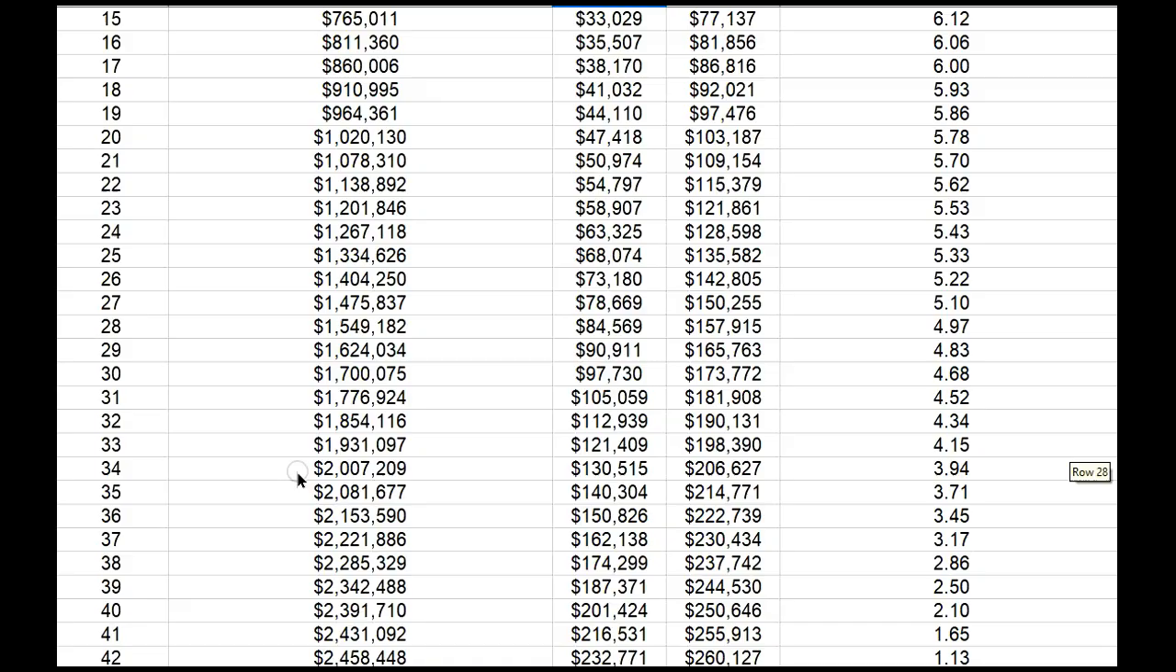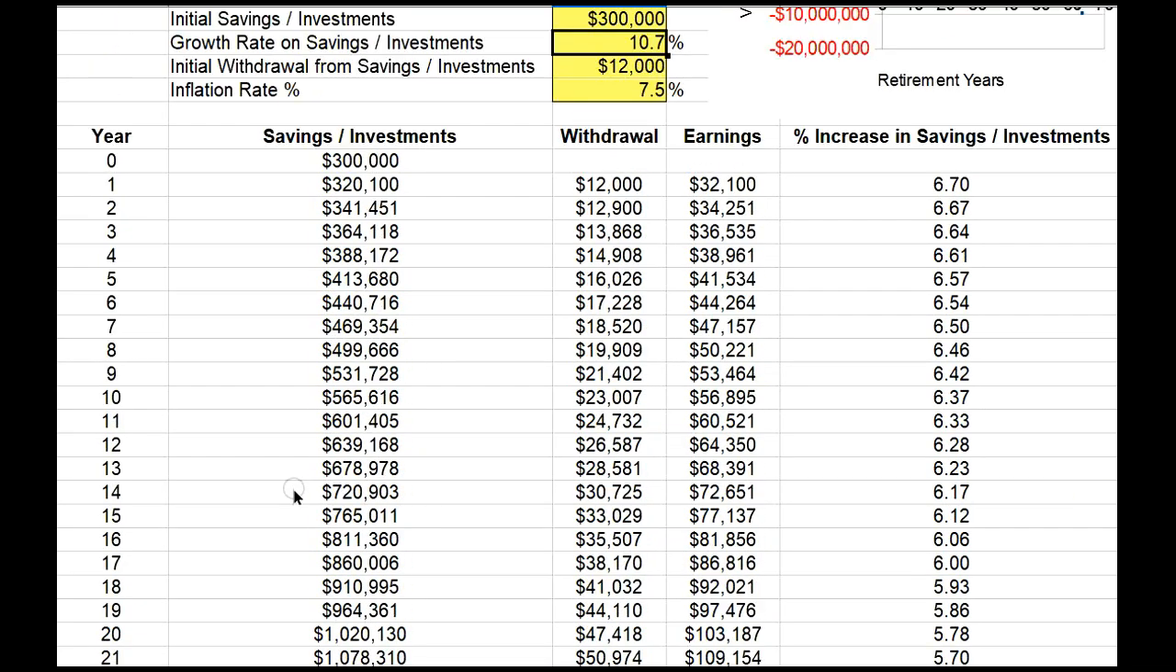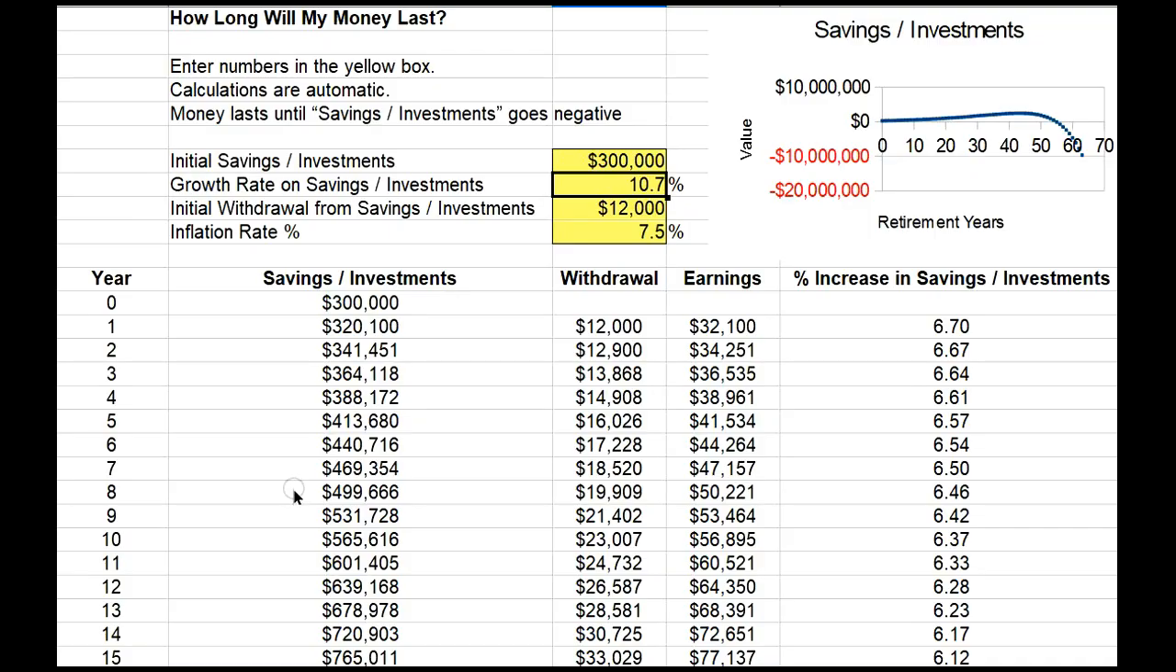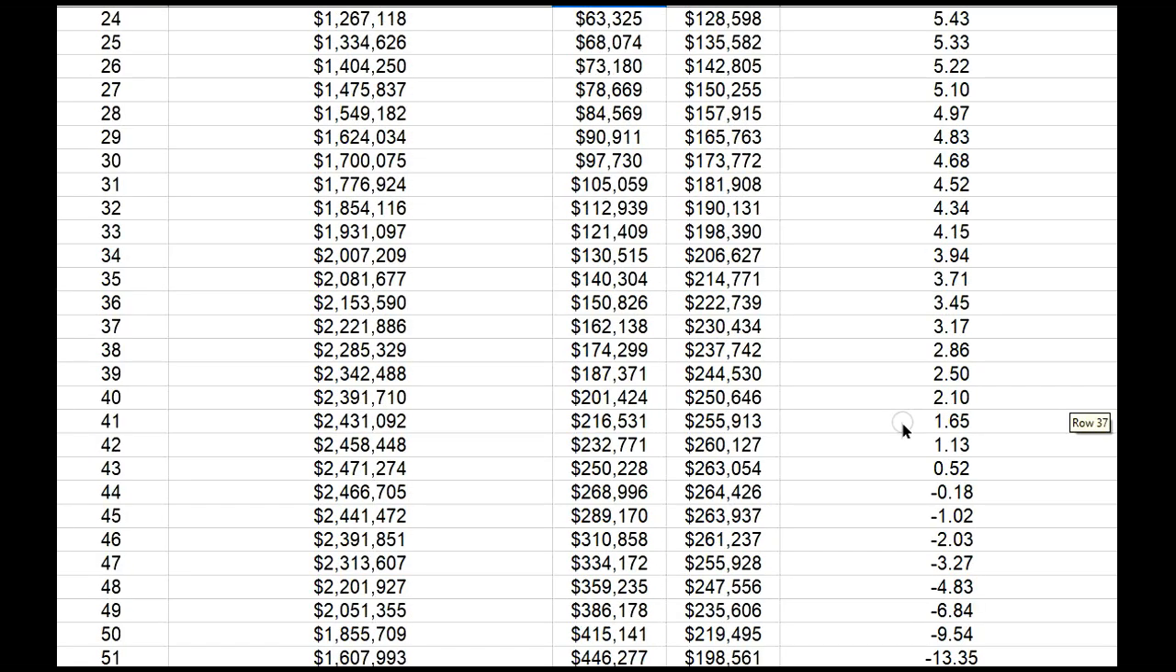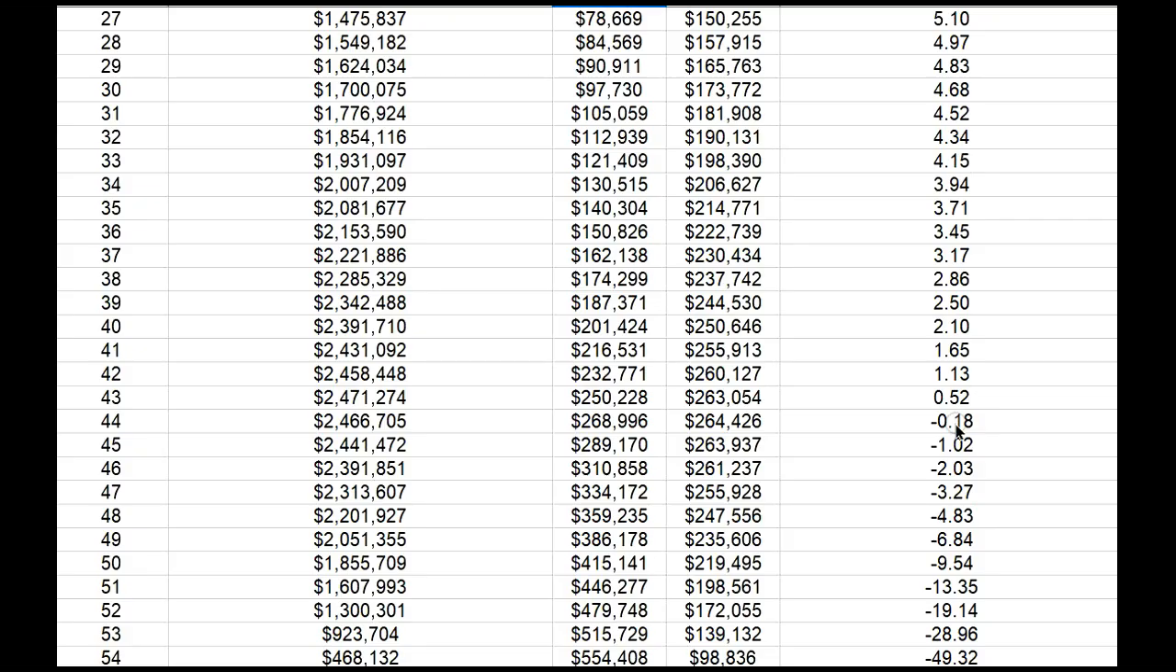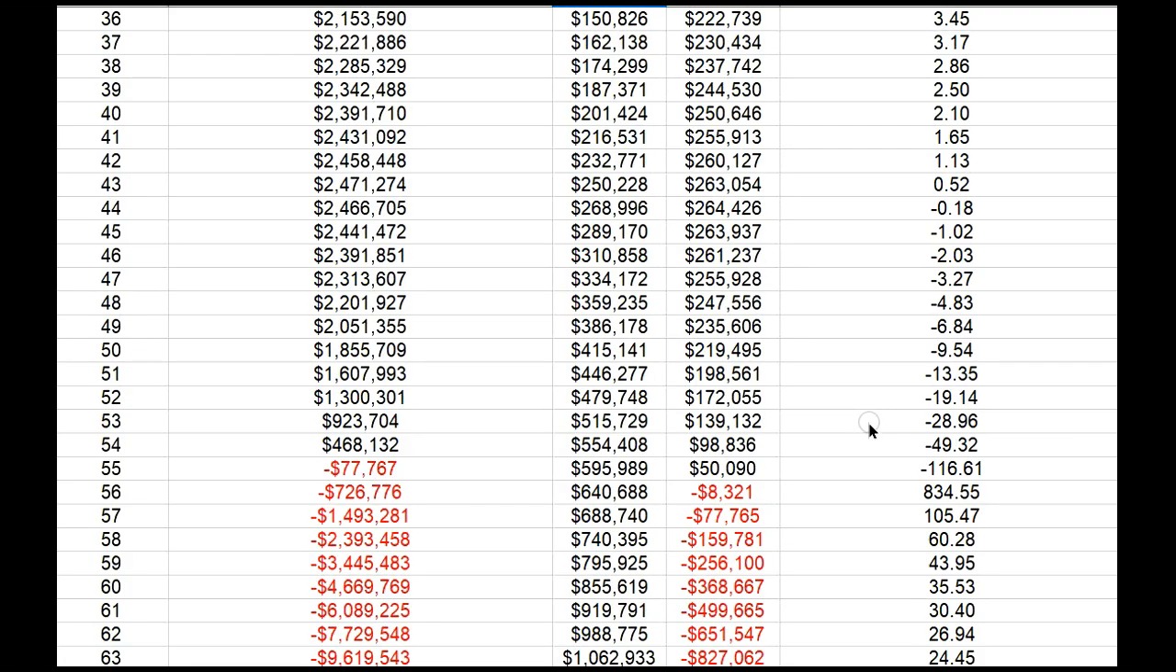Now, let us scroll up and look at the numbers from the top. This time, let us pay attention to the percent increase in our savings and investments. At least, we hope it is increasing, because when it is not increasing or turns negative, our savings and investments are dwindling and will surely reach zero soon. We now see the turning point at which our withdrawals exceed our earnings. We are pulling more out of our savings and investments than are being added from earnings. From here on, it is only a matter of time before we go broke.